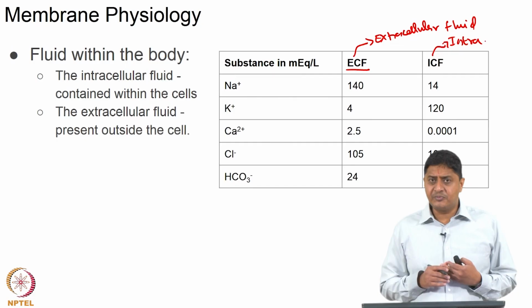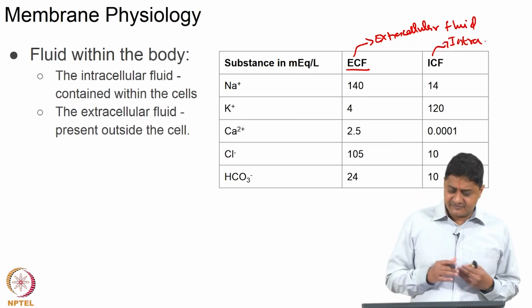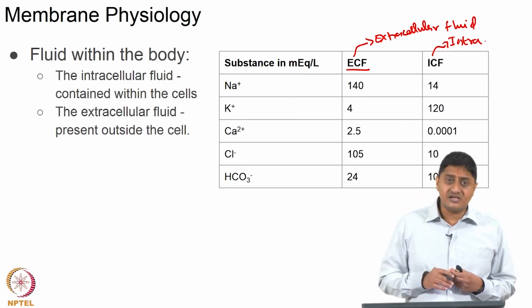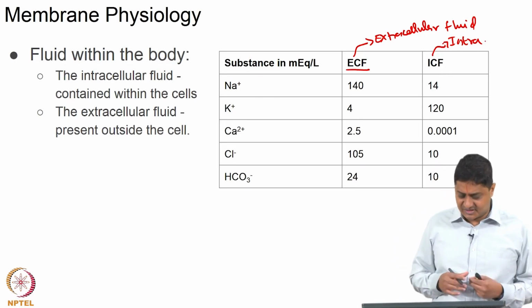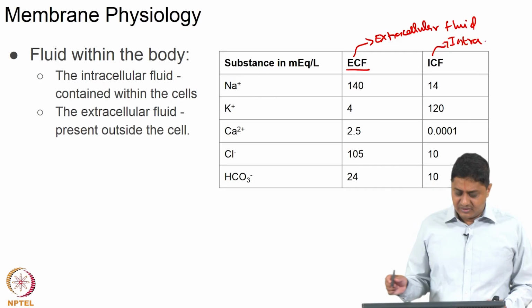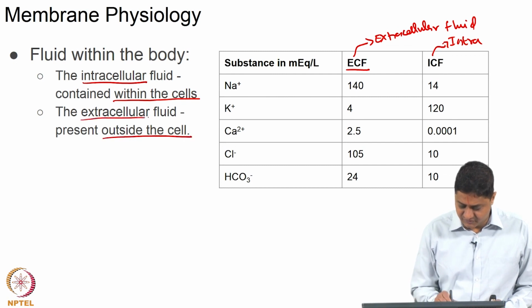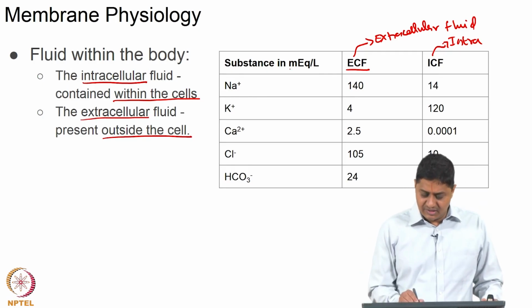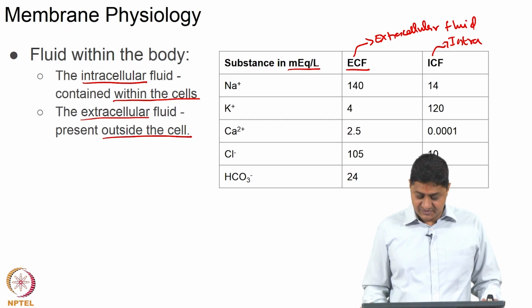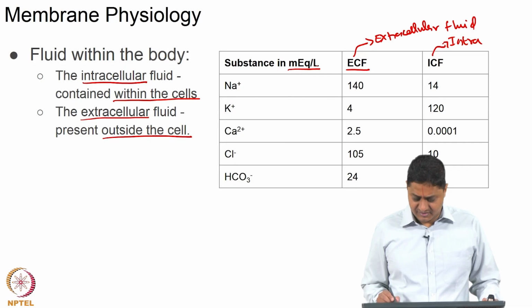Where is this fluid present? Of this, about 2/3 of the fluid is present in the intracellular matrix, or within the cell, and about 1/3 of the fluid is present in the extracellular matrix, right. So, the fluid that is contained within the cell is called intracellular fluid, and the fluid that is present outside the cell is called extracellular fluid. And typical concentrations in milliequivalent per liter of different substances are given here for some substances.